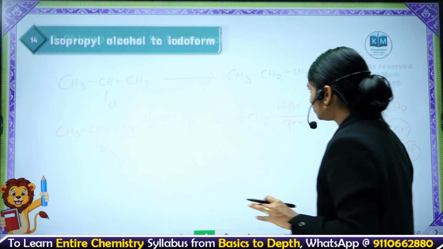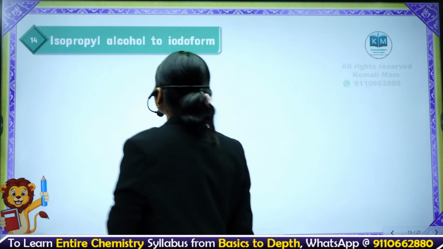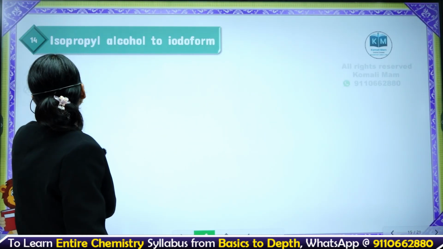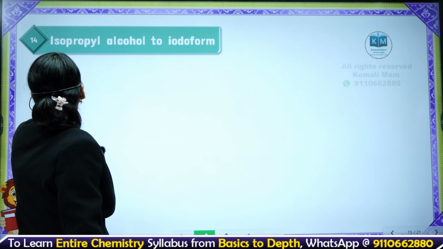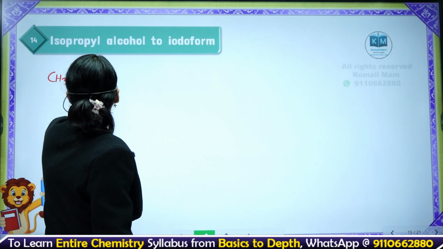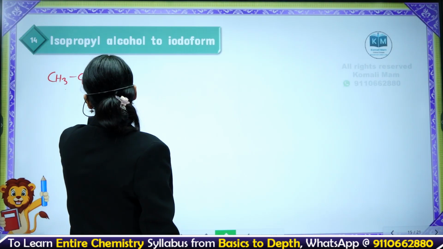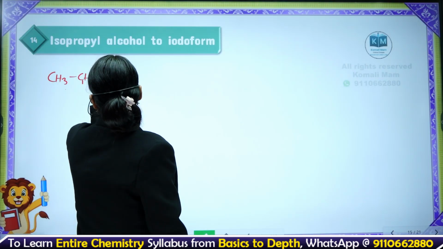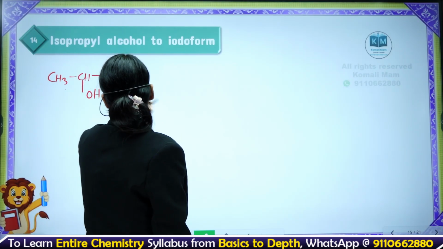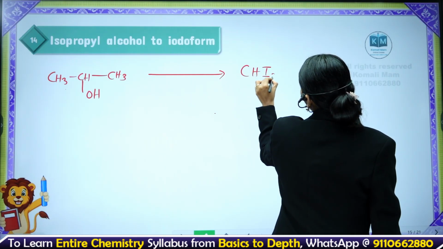Okay. Next. Isopropyl alcohol to iodoform. See, this is one of the named reactions. Which named reaction? Iodoform reaction. Let's see. What is this isopropyl alcohol? First, I will draw the structure of isopropyl alcohol. Either I can draw it like this or I can draw its structure like this. This is isopropyl alcohol. I want to convert this into iodoform.